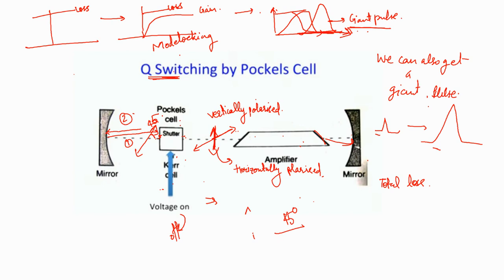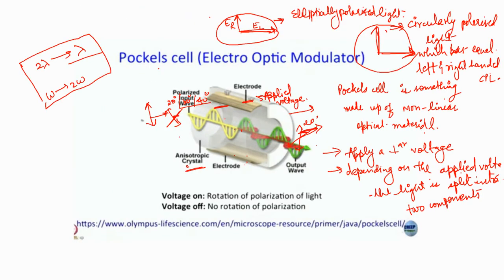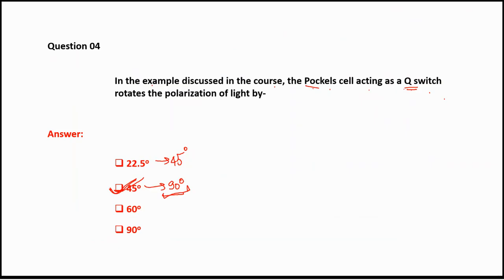So the only thing we want to say is, in this case as a Q switch we can get something which is pulsed, and second, has a higher intensity. This is the main application of this Pockels cell working as a Q switch, which rotates by an angle of 45 degrees. This is the right answer for our question. If you have any doubt in this question, we can discuss, and then we'll proceed to the next.